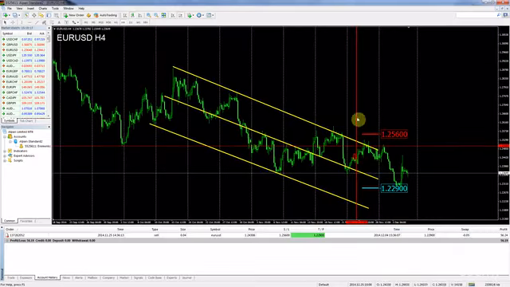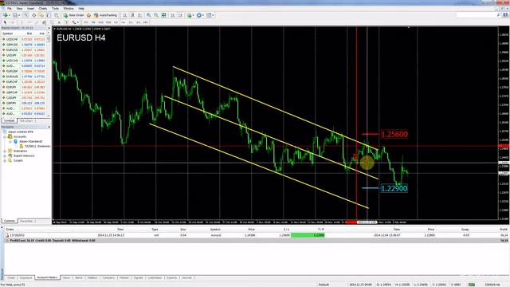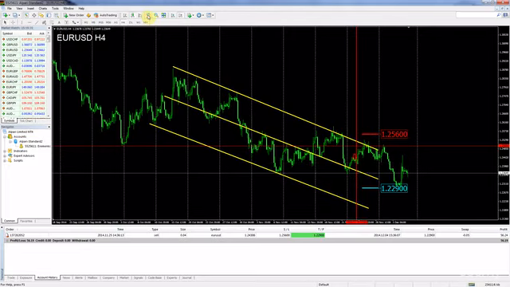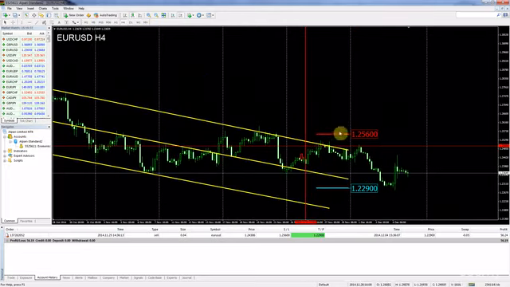As you can see here, I've marked the time when we entered the trade with a vertical red line, and that was on the 25th of November 2014 at around 12 p.m. server time, and we entered a sell order. So what happened after that, I'll just zoom in a little bit. Our stop loss was set over there, our take profit was set here.